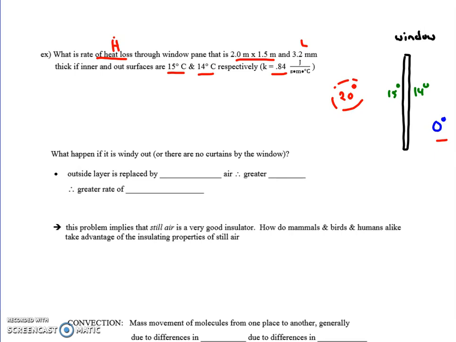But the question is, why do we use the 15 and the 14 as our thermal gradient as opposed to the 20 and 0? And that's because near the window, because the window itself is in contact, that layer, if you will, between the hot and cold, the inside is just going to be a little bit warmer than the outside, and the outside is going to be a little bit colder than the inside because there's going to be a thermal flow this way.